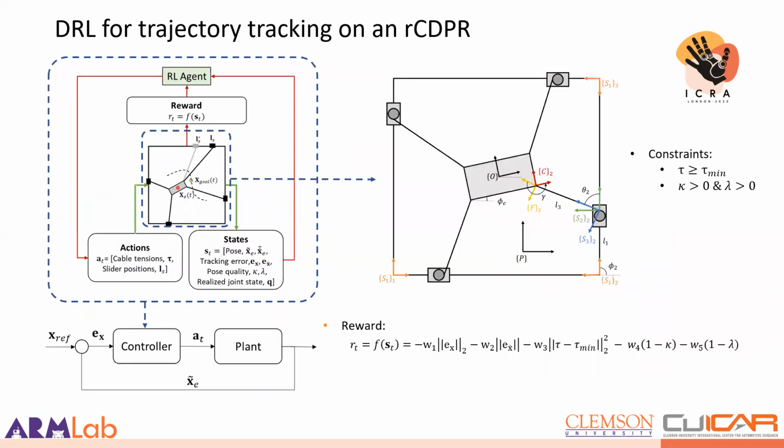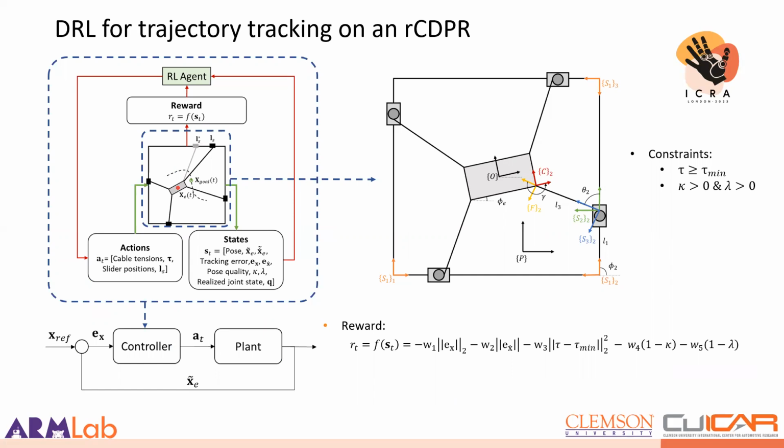In this work, the cable attachment points of the CDPR exist on linear sliders, whose positions form the input state that determines the position and pose quality at the end effector. The remaining inputs are cable tensions, which maintain positive tension and fine directed control. The trained DRL agent acts as a replacement for the controller block.